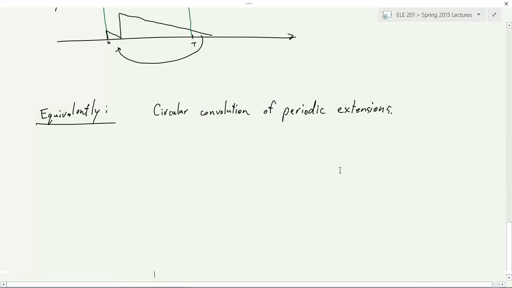Great. So I want to work out a demo for circular convolution, and then we'll move on to another topic here.